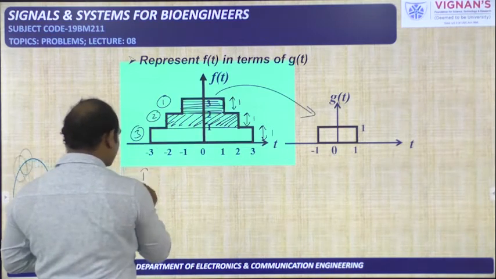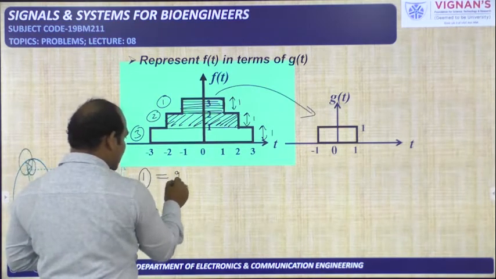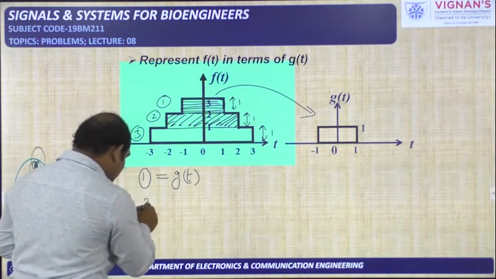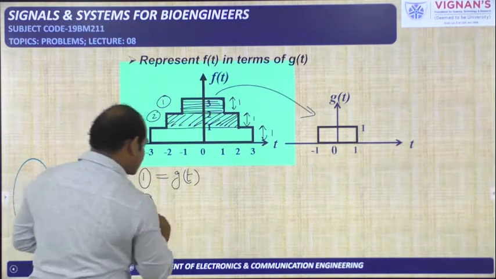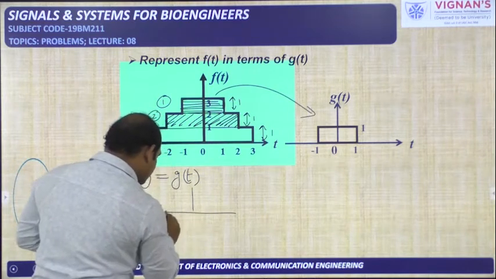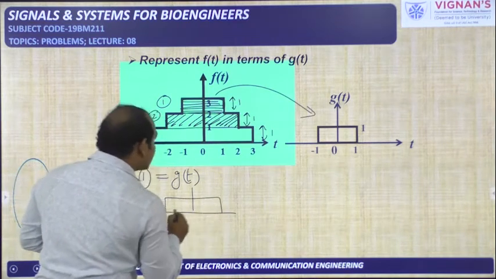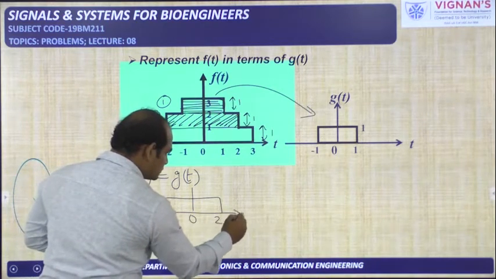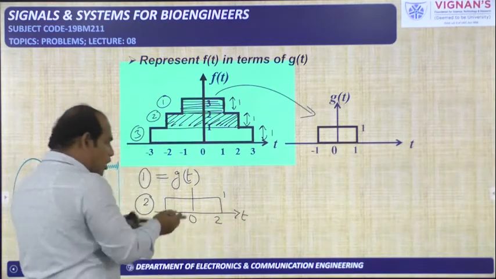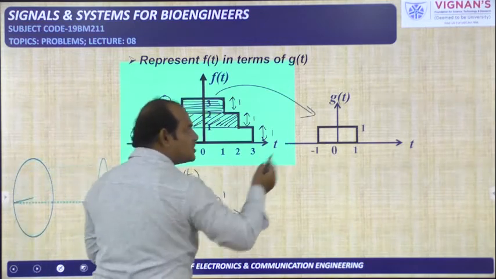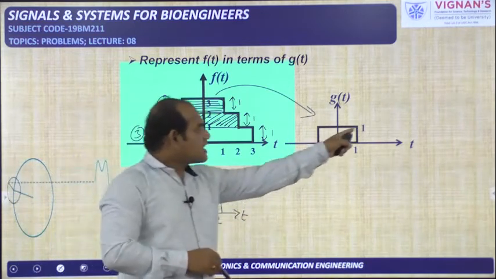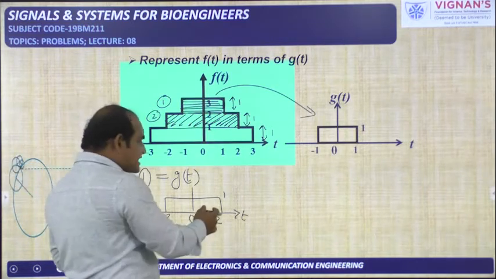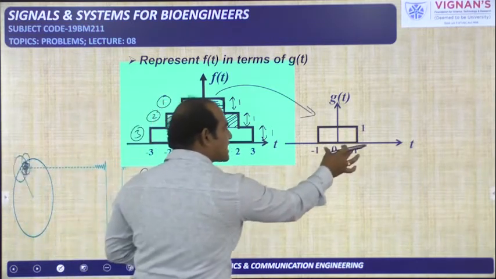So first one is equal to g of t as it is, no doubt. Now I am trying for second one. Second one is actually looking like this. That is from -2 to +2 with amplitude 1. How to get this signal from g of t? Amplitude is 1, amplitude is 1. So no need to perform anything on the amplitude. But this is the expanded version of this one. It is of 2 seconds duration.